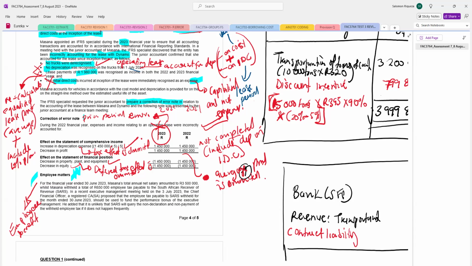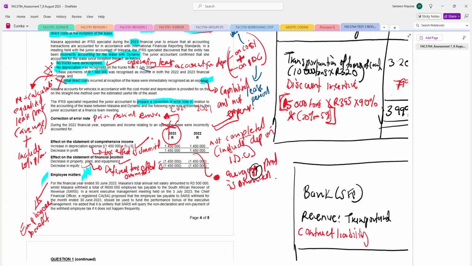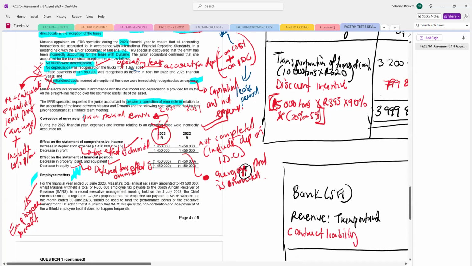Although that one is not high, it's not really tested. They don't really test that long term. They only test either short-term benefit, post-employment, and termination benefits. The long-term benefits is not tested. Okay, so I think I gave you guys a summary of the employee benefit. That is the topic that we didn't touch on today. But anyways, let me read what this is all about.